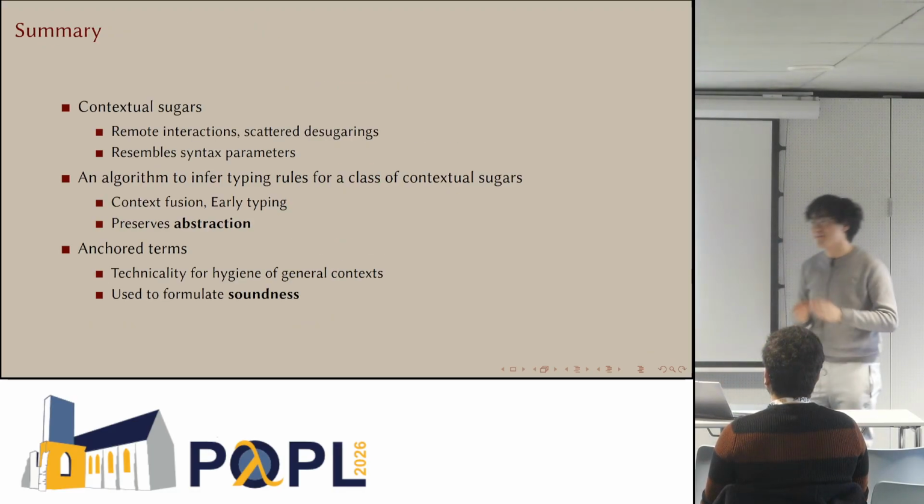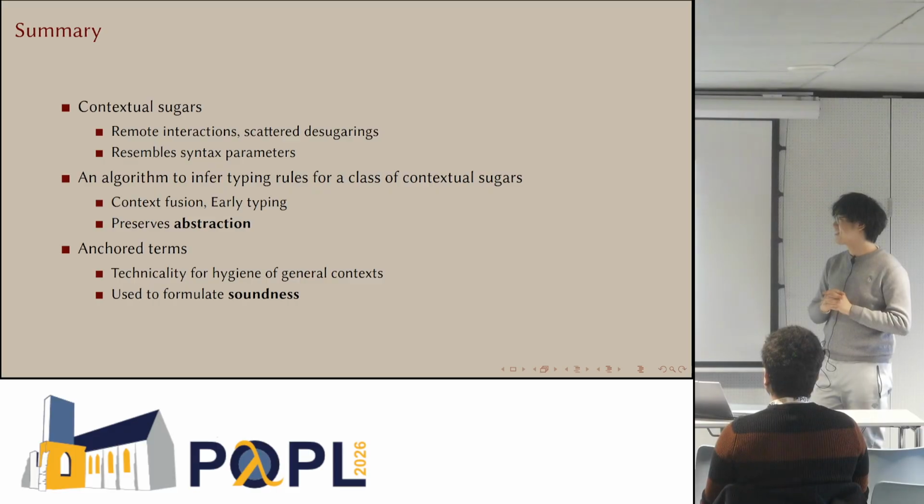OK, to sum up. First, we introduced contextual sugars, and they can, for example, do remote linear actions and allow scattered desugarings. And we try to resemble syntax parameters. And we provide an algorithm to infer typing rules for a class of contextual sugars. The steps are context fusion, which introduces desugaring context into the surface language typing context, and early typing to type check things passed down early.